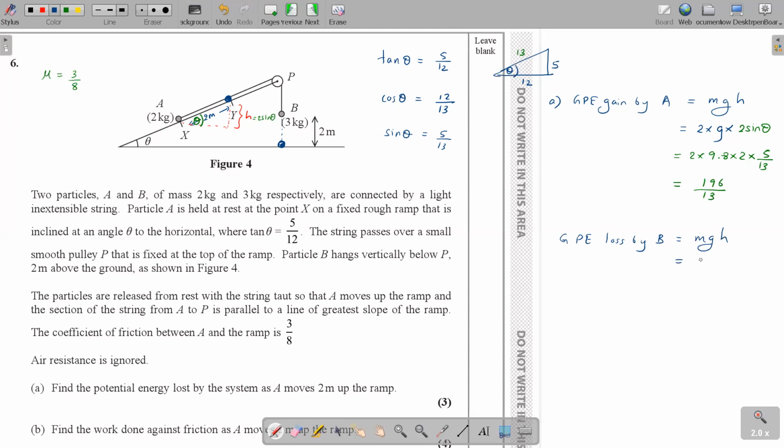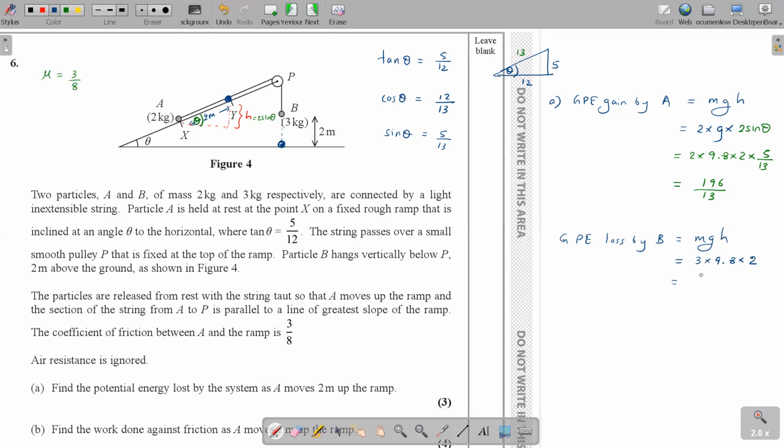MG answer is correct. So GPE lost by B, mass is 3 kilograms, g is 9.8. The height is direct because B is directly moving 2 meters down. Per direct height is 2. So how much is it? 3 into 9.8 into 2. So you get 58.8, right?